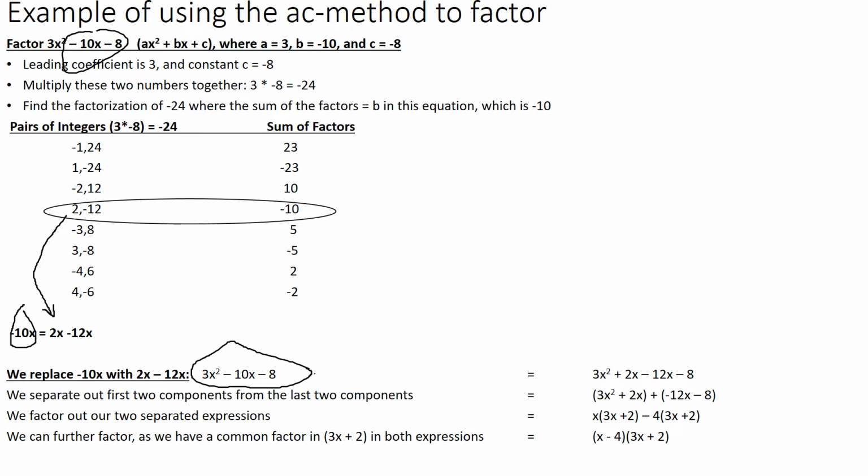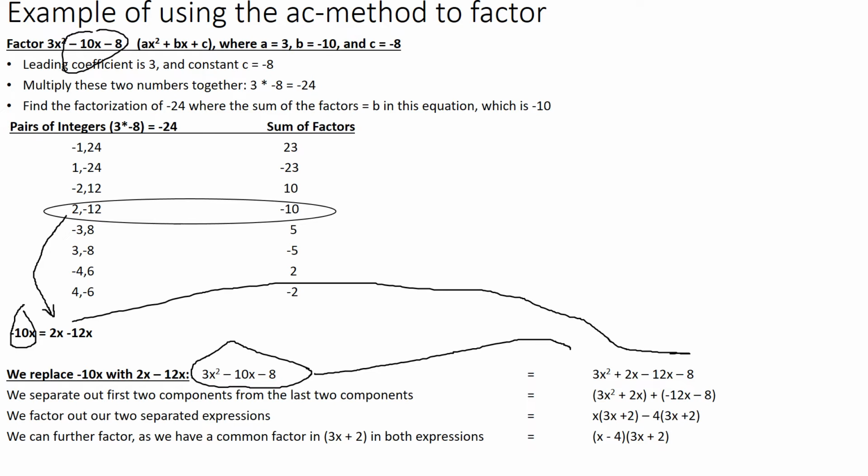Instead of calling it 3x squared minus 10x minus 8, I'm going to call it 3x squared plus 2x minus 12x minus 8. It's the same thing. But you're going to see the method to the madness here in a second. It's right here. So I've got 3x squared plus 2x minus 12x minus 8. And now, like we did with the 3 base 4, I'm going to separate these out. 3x squared plus 2x for the first part, and the second part, negative 12x minus 8.